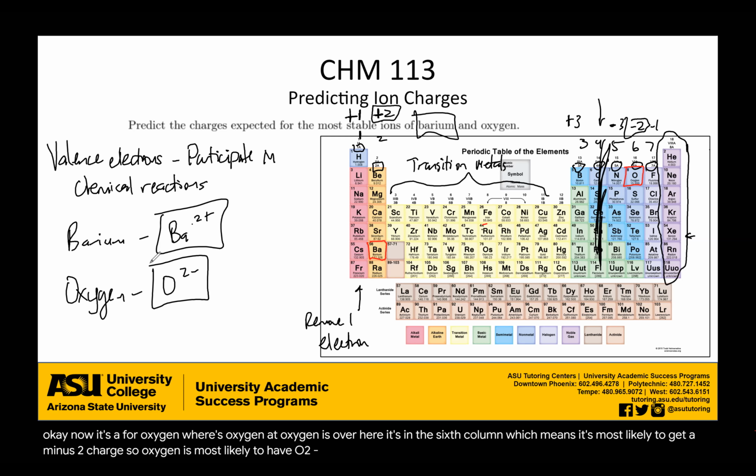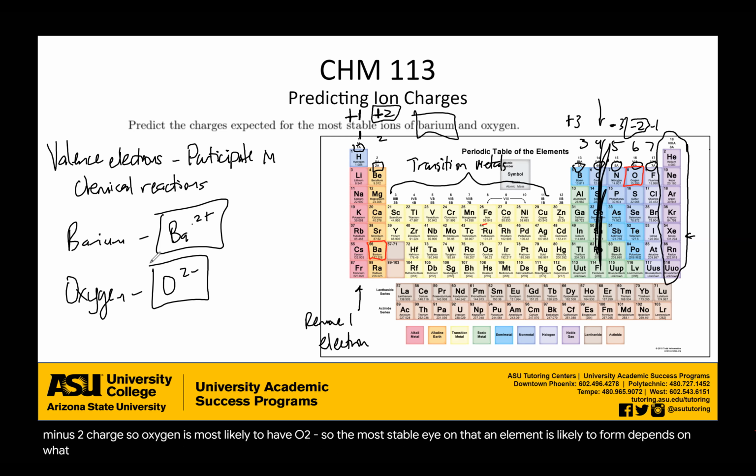So the most stable ion that an element is likely to form depends on what column it is in. I have all of the common columns listed right there, along with their charges.